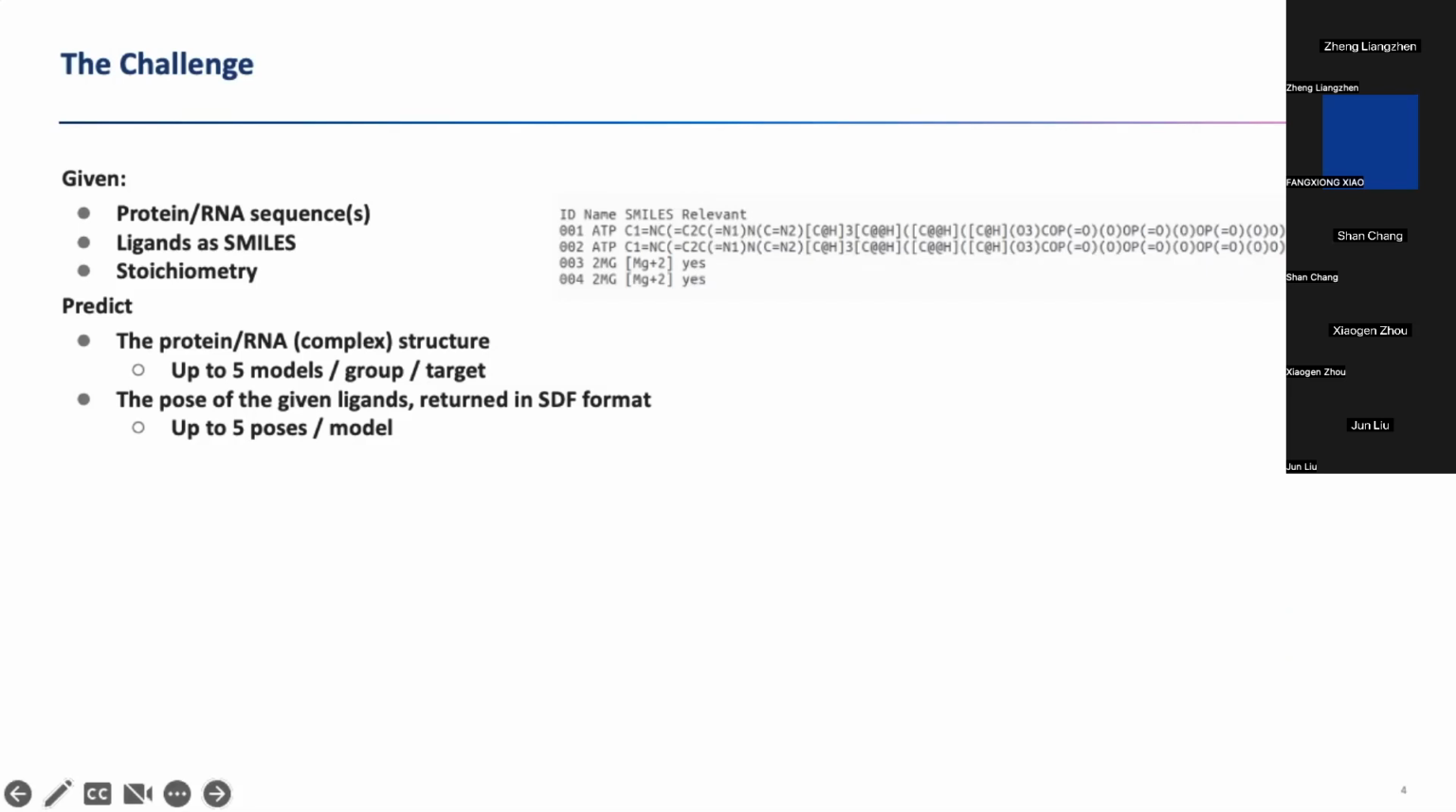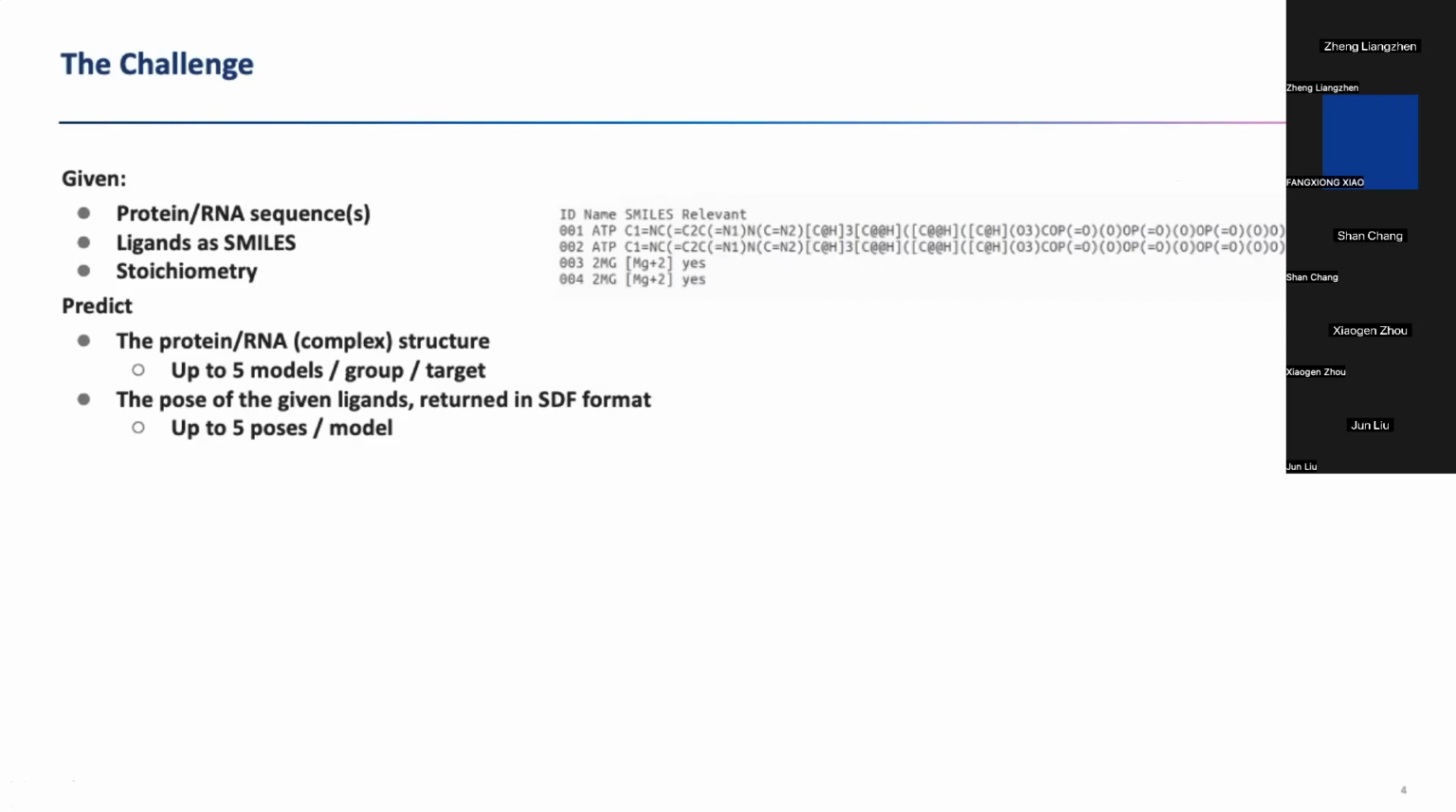And they could predict up to 5 poses per model. And they had to return this in SDF format, which is a format that allowed us to make sure that connectivity is preserved. We thought this would not be possible with PDB files. And I'll show in a minute why we think this is important.